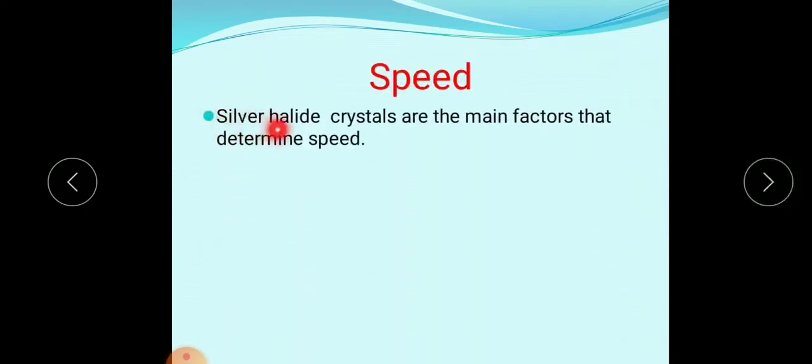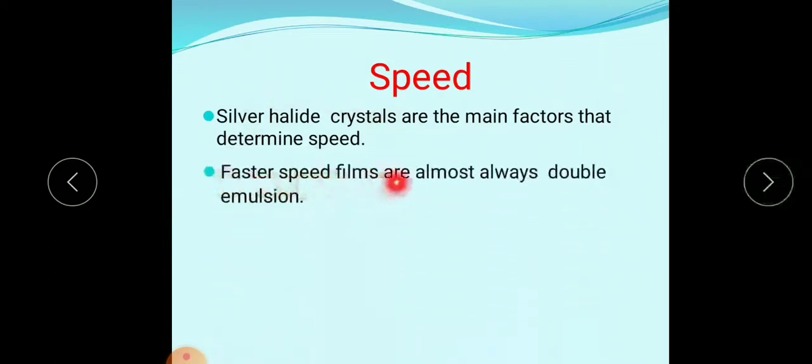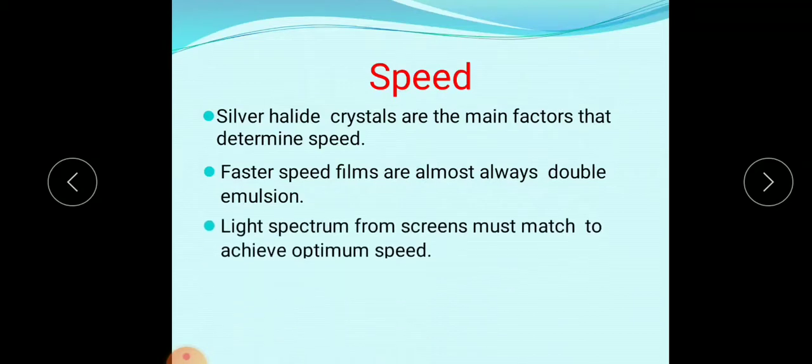Now let's see speed. The silver halide crystals are the main factor that determines the speed. The faster speed films are almost always double emulsion. The light spectrum from the screens must match to achieve the optimum speed.